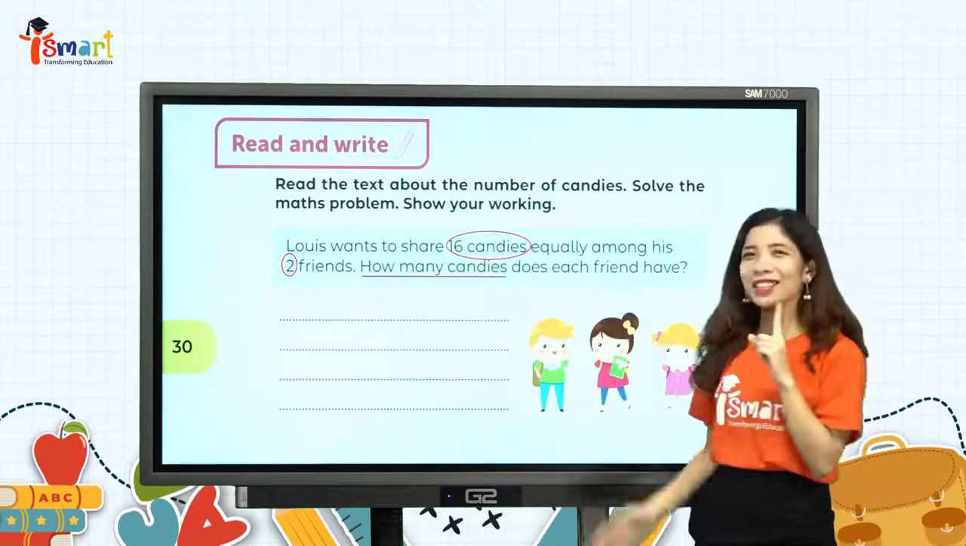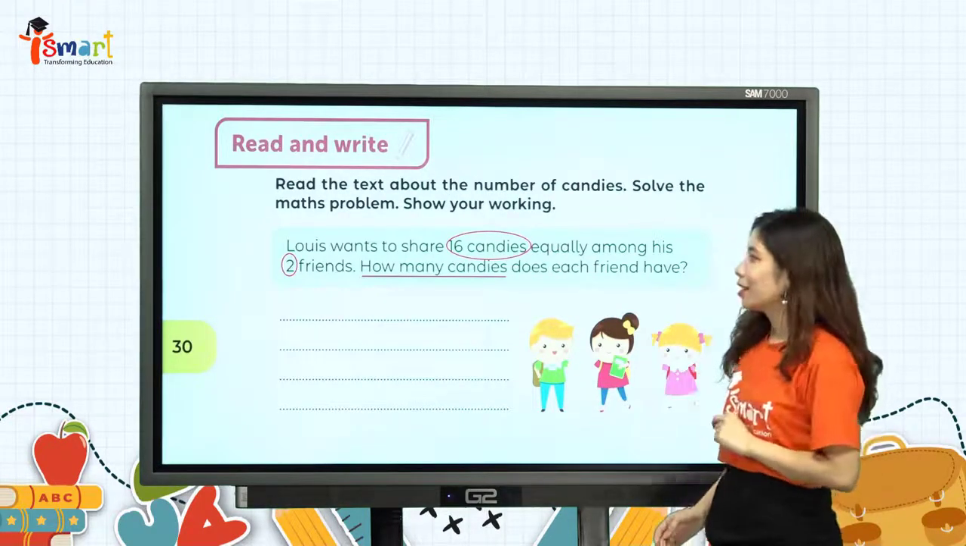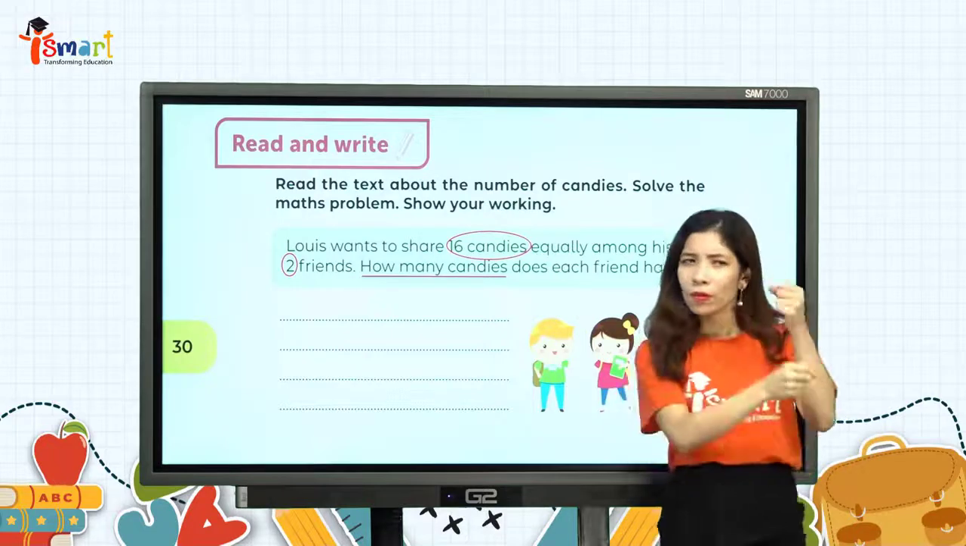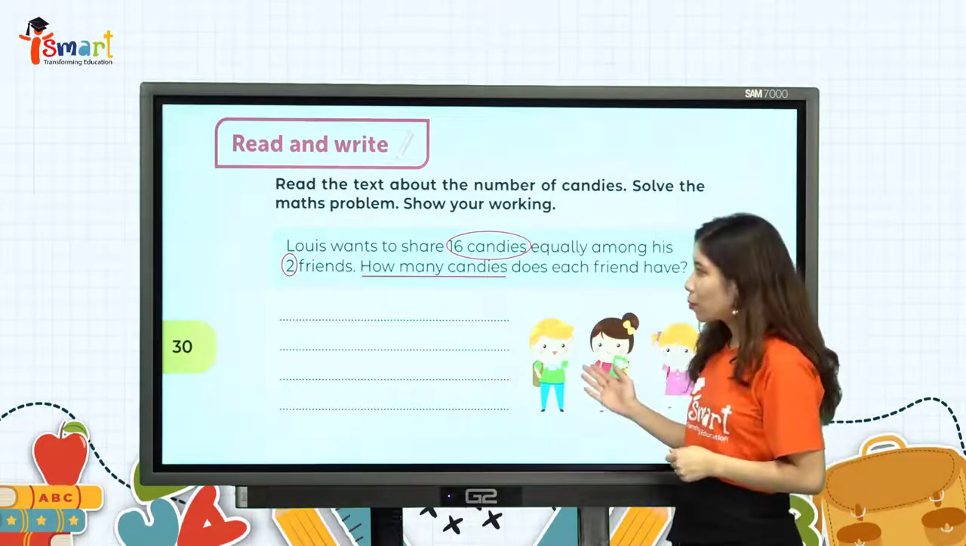So each, what does it mean? It means 1, right? So we will do a division, right? 2 minutes for you to do this word problem.